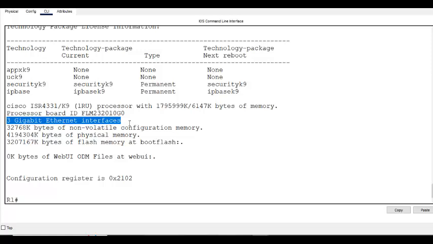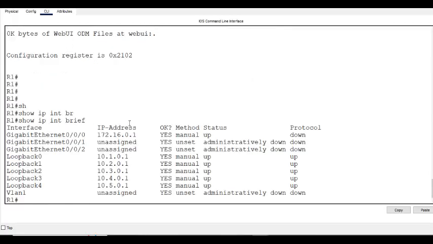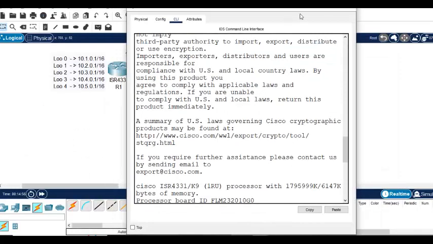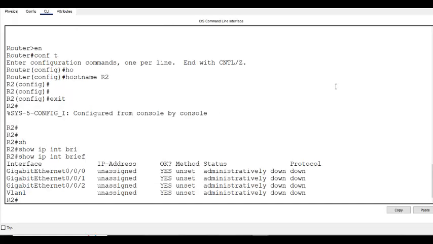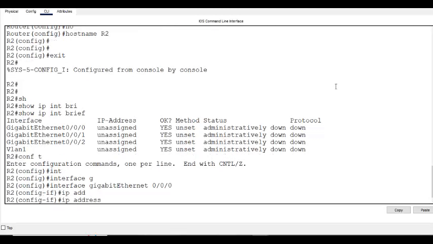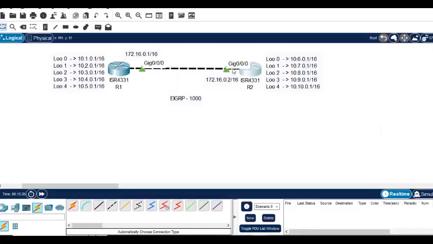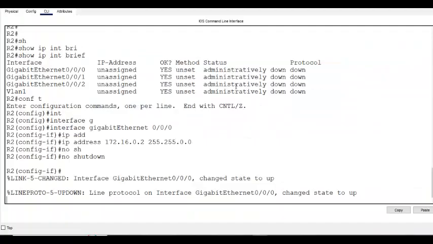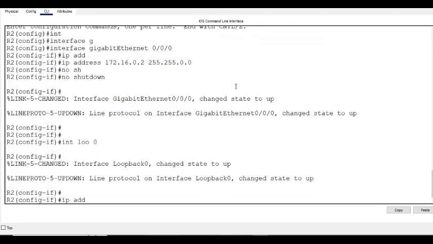Okay. Now let us go to the other end, the other router. Even here, you see, you don't have loopback interfaces. I would like to start with gig Ethernet here: 172.16.0.2. This is as per the plan. G0/0/0 is 172.16.0.2. And interface loopback 0 is 10.6.0.1. This is as per the plan. You see here, 10.6.0.1.